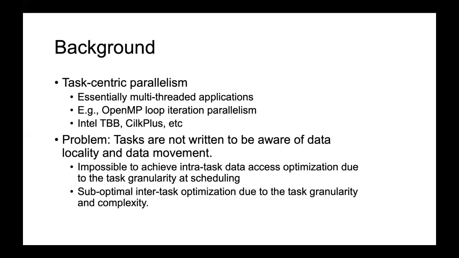Intuitively, we can use classical data locality optimizations and data movement optimizations at the granularity of the tasks. But in reality, due to the task complexity and coarse task granularity, those optimizations rarely achieve promising improvement. In our paper, we found that applying the traditional optimizations at the task granularity yields very marginal performance improvement due to the coarse granularity of the original tasks.